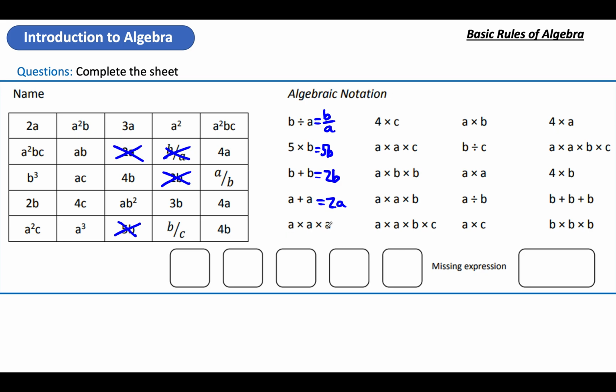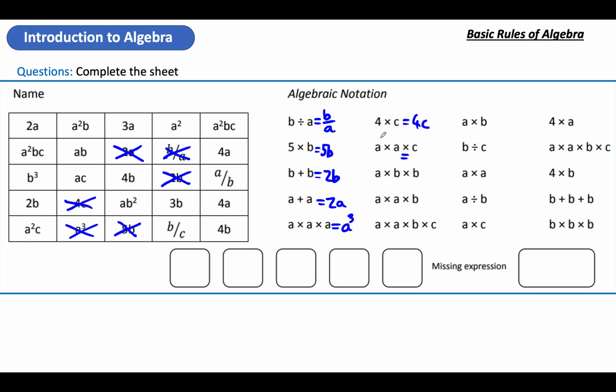A times A times A down here then. Now these ones are multiplied and there's 3 of them. So we put A with a little 3. A to the power of 3. Or sometimes we call it A cubed. Okay, at the top of this column then, 4 times C would be 4C. Cross it off the grid.